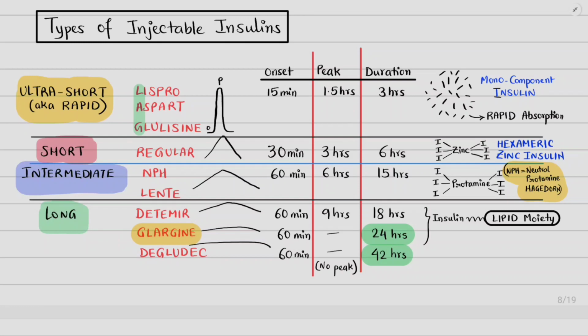Can you use your logic from physiology and guess which types of insulin are used as bolus insulin and which types are used as basal insulin? The ultra short and the short insulins are used as bolus insulin just before the meal, and the intermediate and long insulins are used as basal insulin to maintain steady insulin secretion during the day.